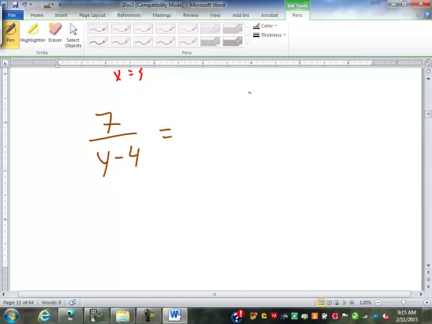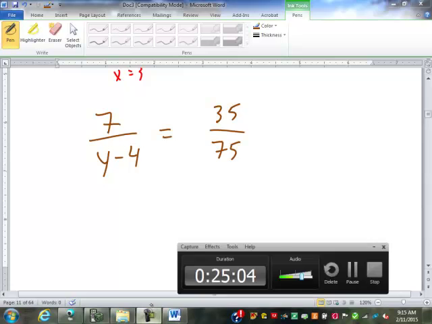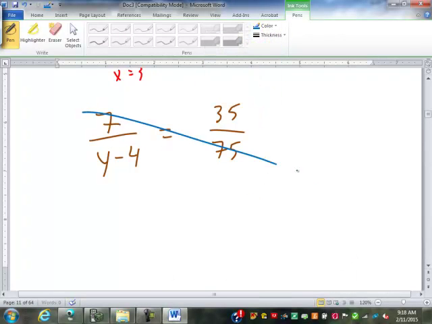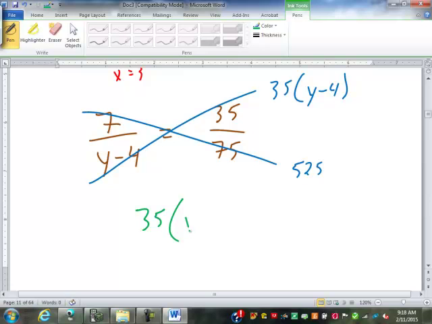Oh, let's see here. I'm gonna let you guys try this one quick. So let's peek at this one. We're going to cross multiply. 7 times 75, 525. Y minus 4 times 35. I'm going to write it this way, 35 times (y minus 4), just because that's easier for me. So we have 35 times (y minus 4) equals 525.